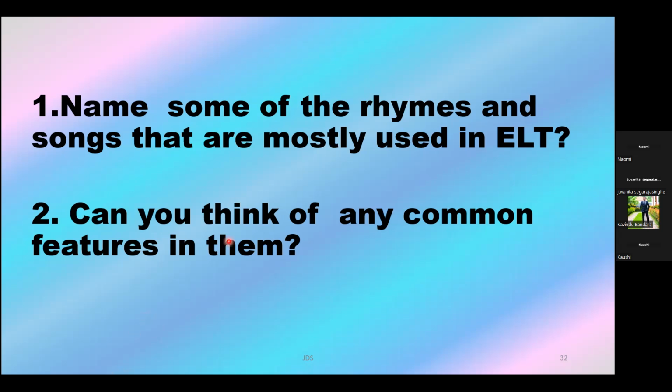So in most of these songs, it can be songs, it can be rhymes, what do you find, or what is the most striking feature? Do you find any common feature or anything special compared to the other genres? You take a story or you compare it with a drama. What is the outstanding feature that you can recognize when it comes to rhymes? You find rhyming words. Definitely there will be rhyme and rhythm involved.